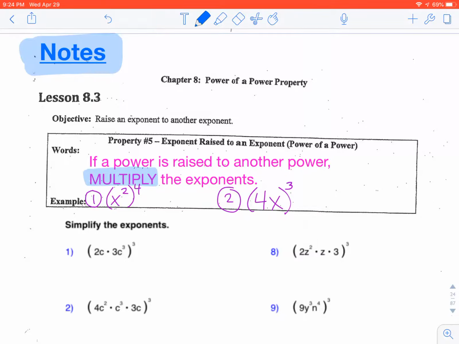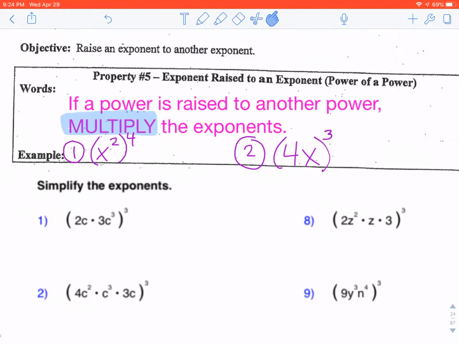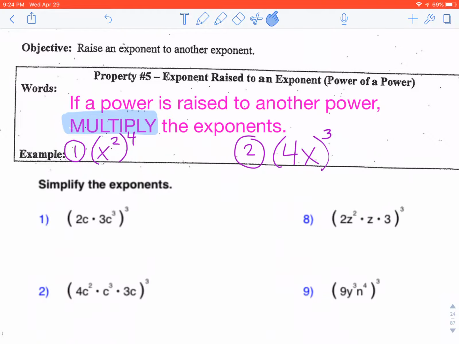Hi everyone. In this lesson, we are going to review the last property of exponents, property number 5, which is exponent raised to an exponent, also called power of a power. In this property, our goal is to clear parentheses. Explaining it in words, it says if a power is raised to another power, you multiply the exponents together. That will clear our parentheses, and that will simplify it to just one exponent.